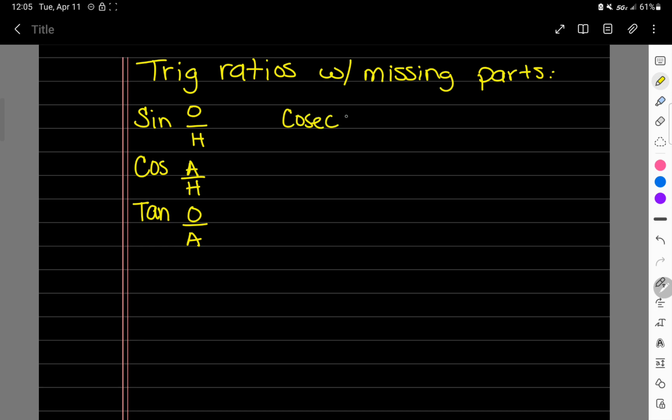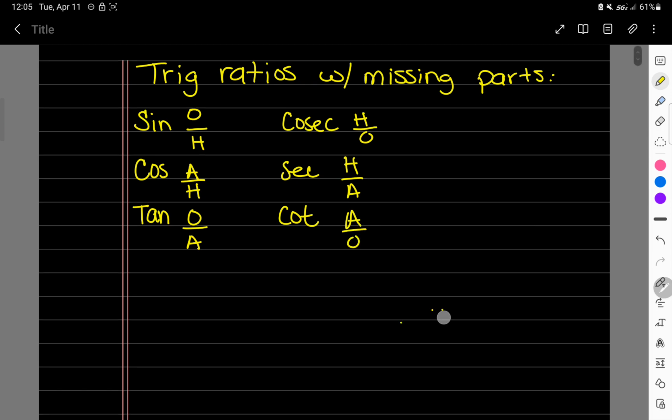cosecant, HO, secant, HA, cotangent, AO. So our combinations are the same.